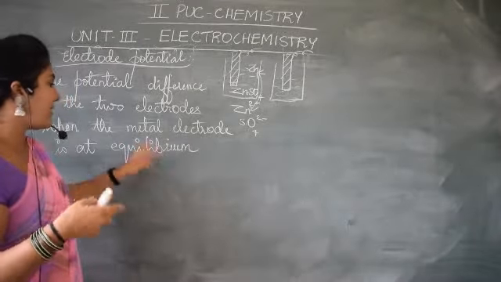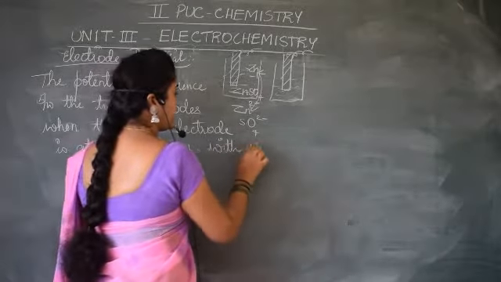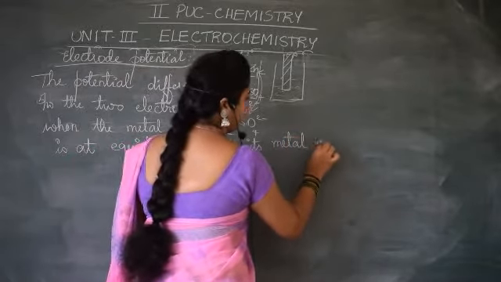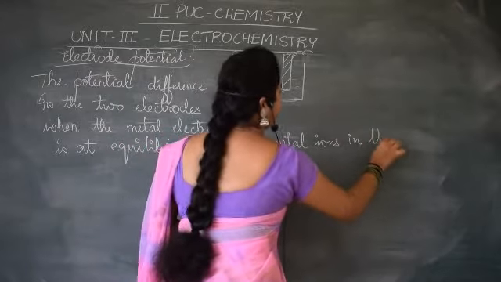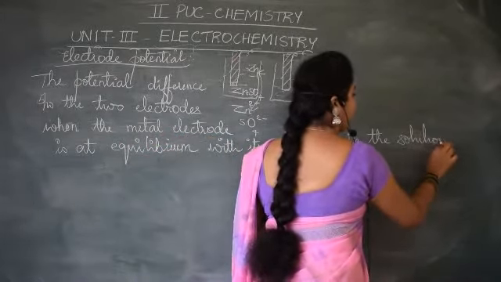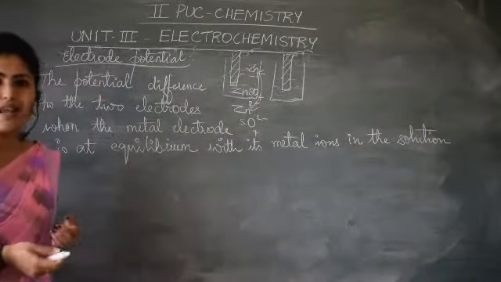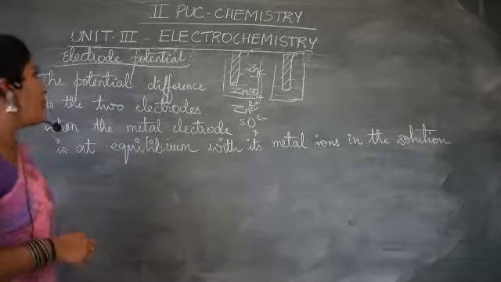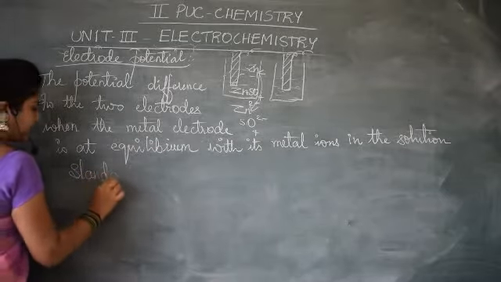So the electrode is at equilibrium with its metal ions in the solution. Solution means, you understand that it is the electrolyte of which we are speaking. So this is an important term to understand. One more term is standard electrode potential.